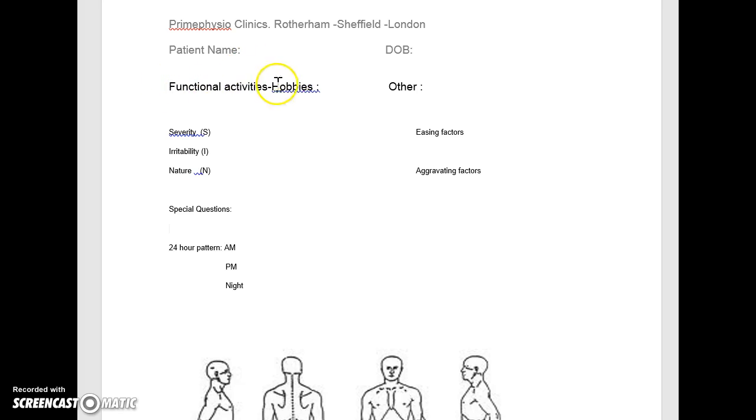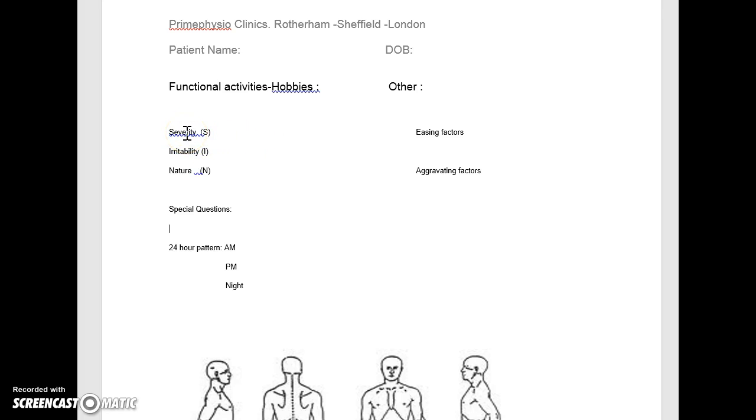For me, functional activities and hobbies are very important to know, basically because according to the patient's level of activities and hobbies, we can set the treatment goals, and also we can understand some of the easing and the aggravating factors that might affect our treatment choices later on.